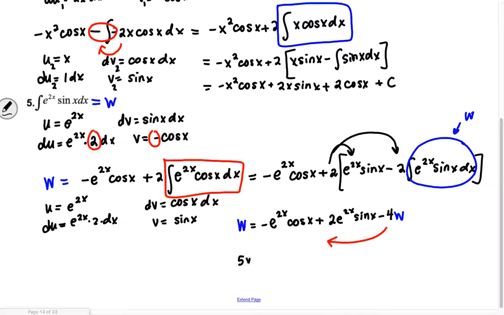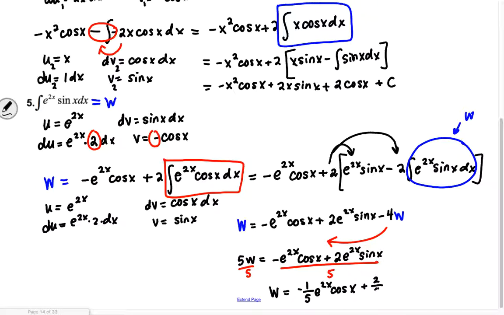So I get 5w equals negative e to the 2x cosine of x plus 2e to the 2x sine of x. Now we divide everything by 5 to get w by itself. So our final answer is w is equal to negative 1/5 e to the 2x cosine of x plus 2/5 e to the 2x sine of x. Am I done? Oh, we got plus C, thank you. Plus C, of course. That's it.